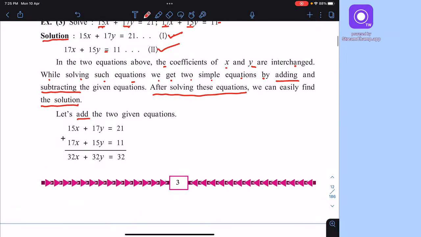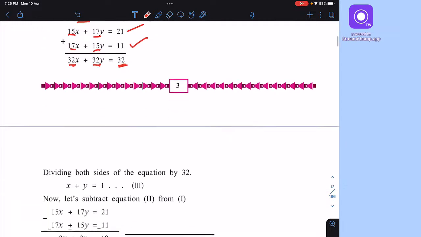So first equation is 15x plus 17y is 21, and second is 17x plus 15y is 11. If you add 15 plus 17 is 32. Here also you are having same 15 and 17. So sum will be 32. And 21 plus 11 also comes out to be 32. So 32x plus 32y is equal to 32.